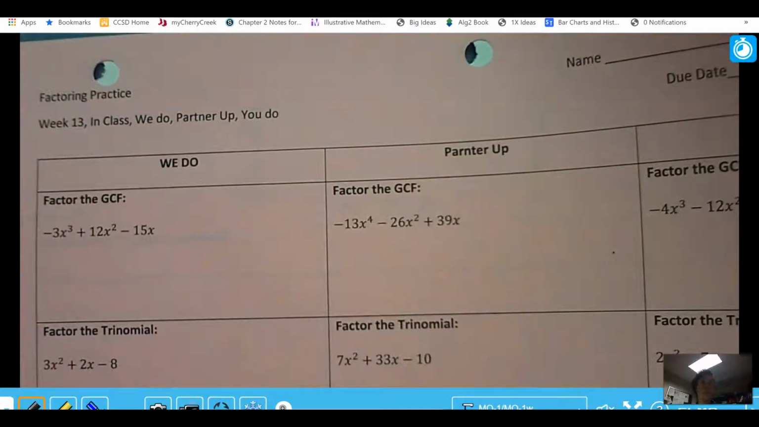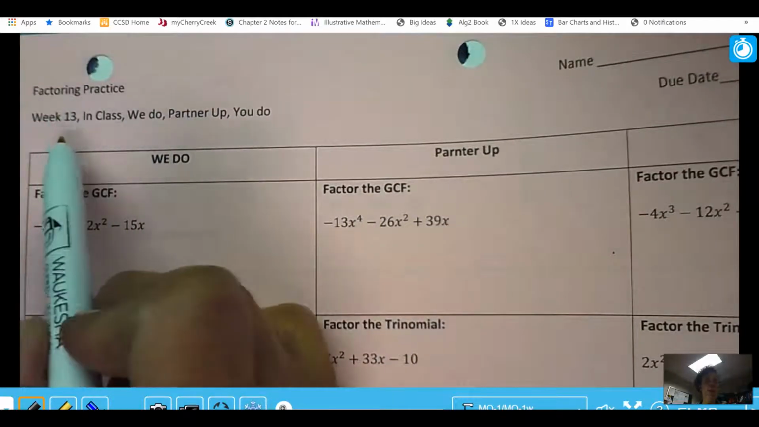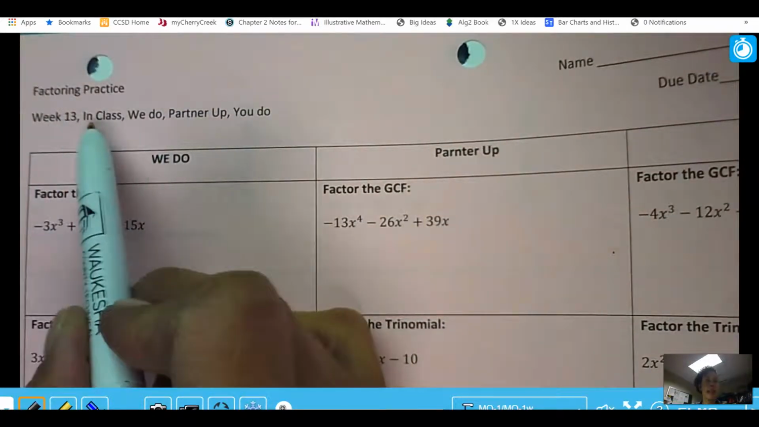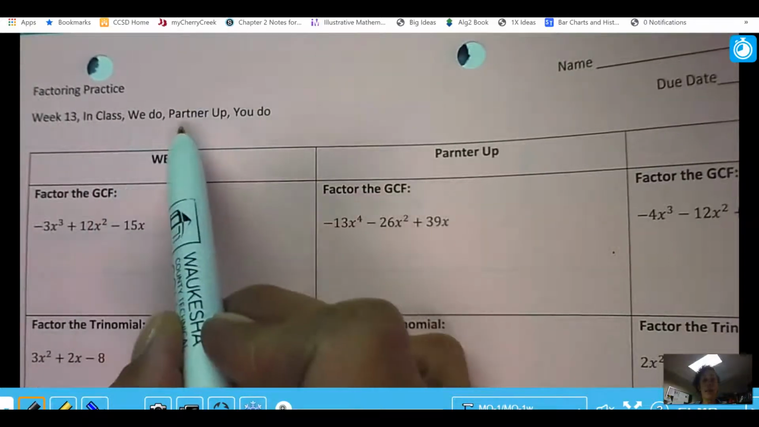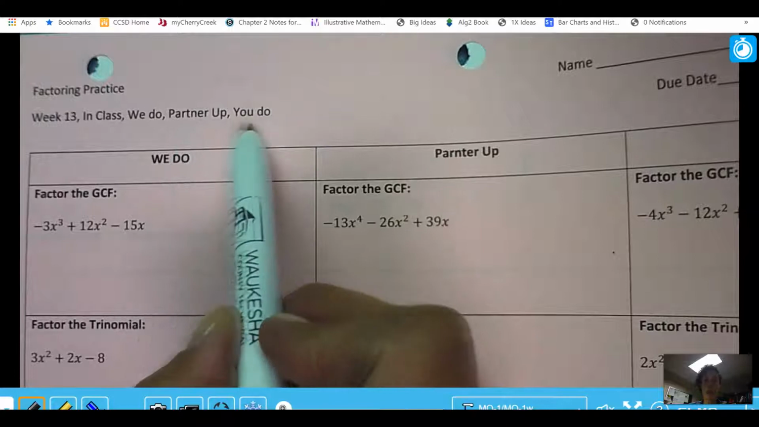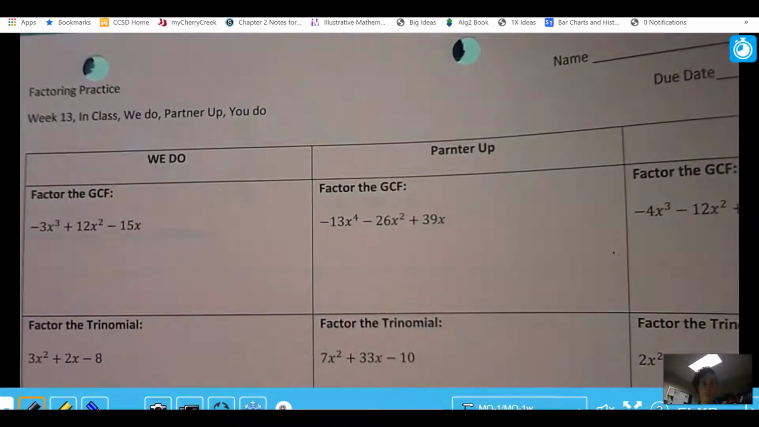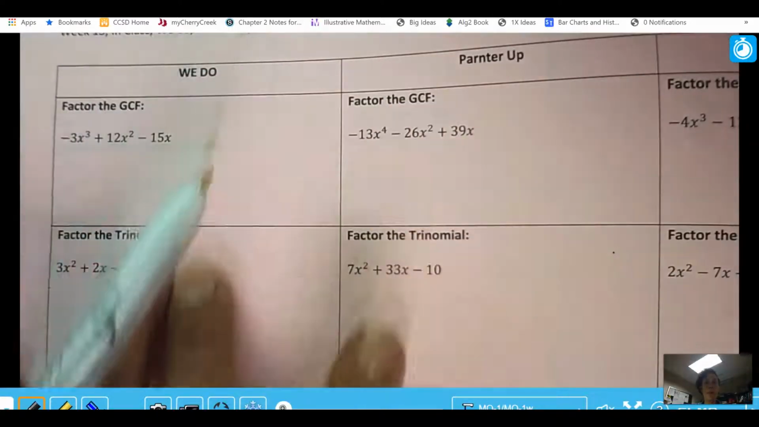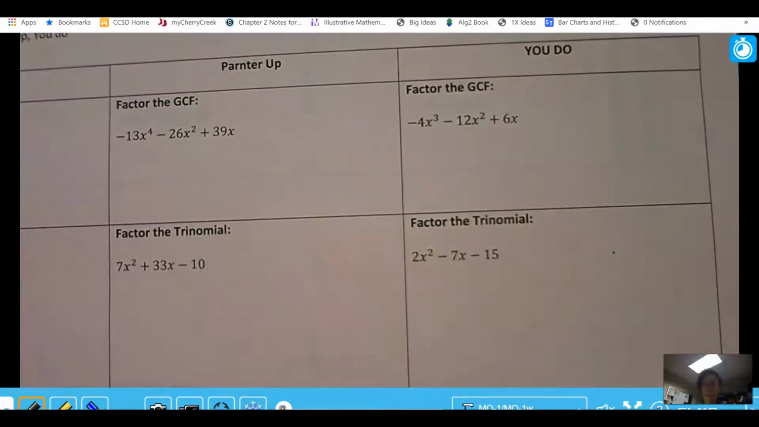Hey everyone, this is to get you started, and you actually need me for it. The handout that you're looking at is week 13. There's an in class, this is what we're doing in class, and there's a "we do," there's one you should partner up with, and one that you should do on your own. Unfortunately, since you are the only person here, we will be doing the "we do" together, and I will do some of the partner up ones, but otherwise you'll be responsible for filling up the other two categories.